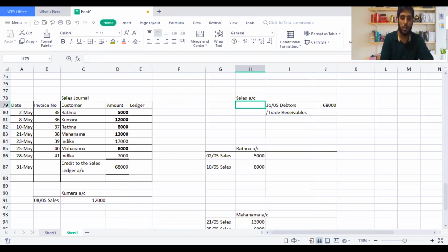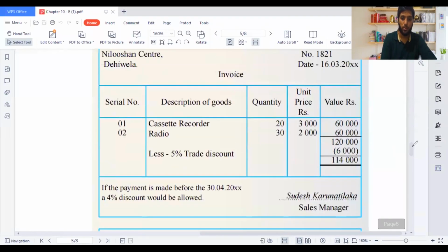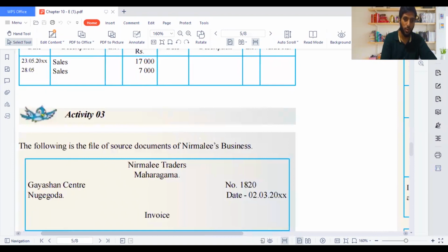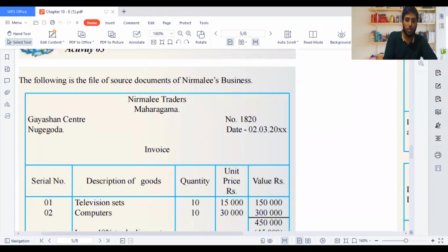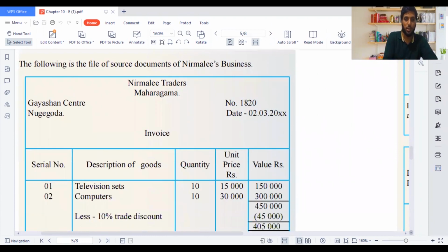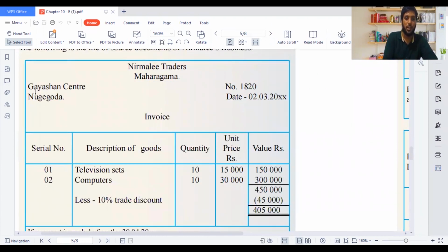Moving on to the next part of the sum, activity 4. What do you have in activity 4? There are a few things which are given. So don't get confused when you see a lot of journals like this on the exam paper. You don't need to panic, guys. Is that easy? So let's move on. The following are the source documents of Nirmali's business. So Nirmali Traders Maharagama is selling to Gayashan Center. You can see it's an invoice, a sales invoice.